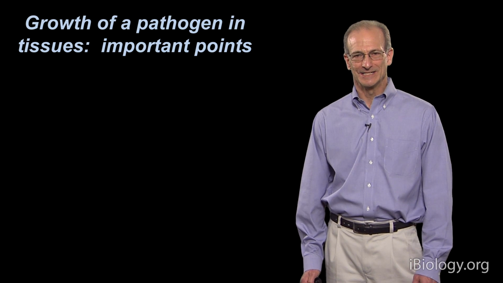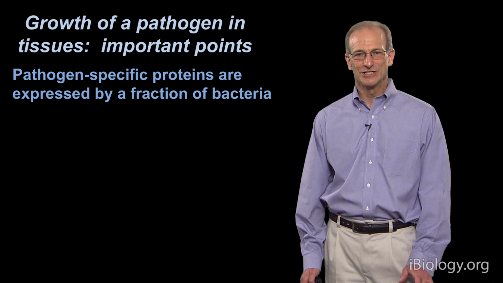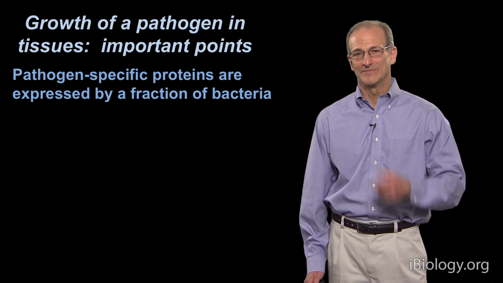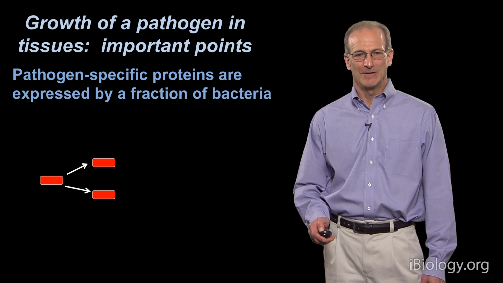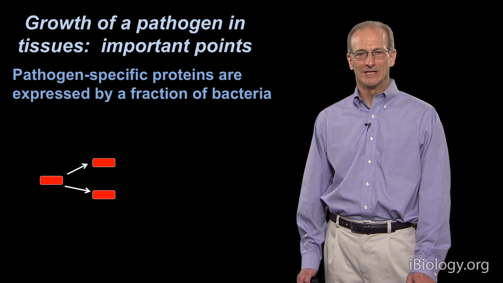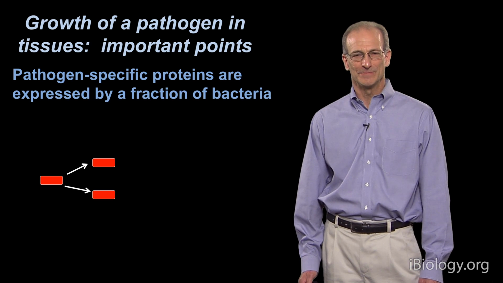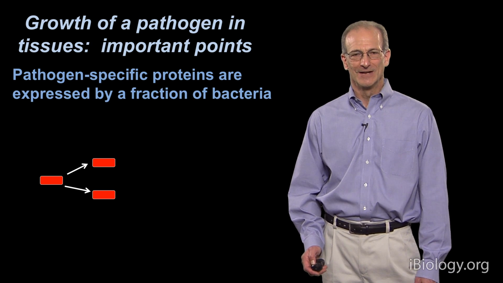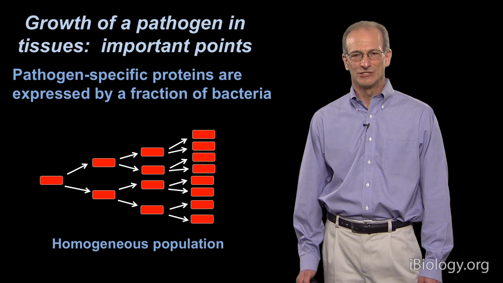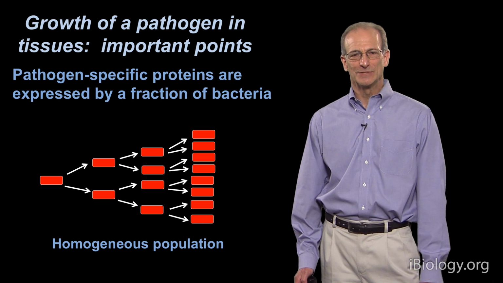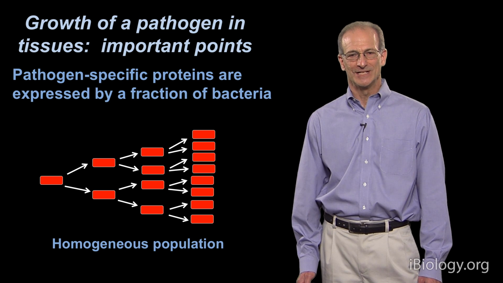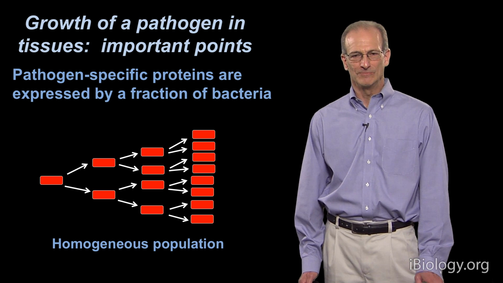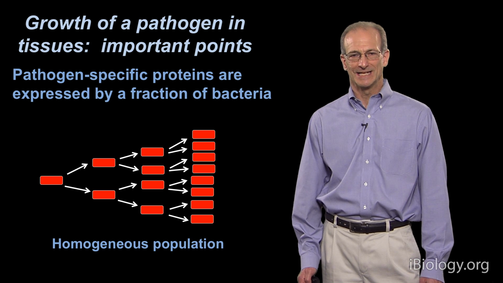And the first thing that I'd like to discuss is that pathogen-specific proteins are expressed by only a fraction of bacteria. And the way you normally think of bacteria growing in culture is that a microorganism gives rise to two genetically identical microorganisms. And furthermore, these microorganisms then give rise to other organisms which have the same gene expression profiles as the initial parents. This is called a homogeneous population of bacteria growing in culture. And what I'd like to try to convince you of today is that when bacteria grow within tissue sites, this probably is not the case.